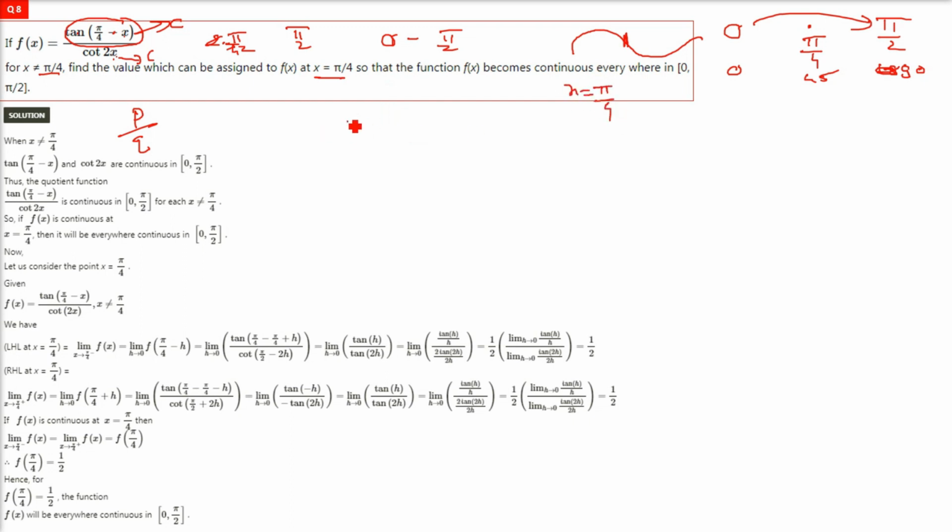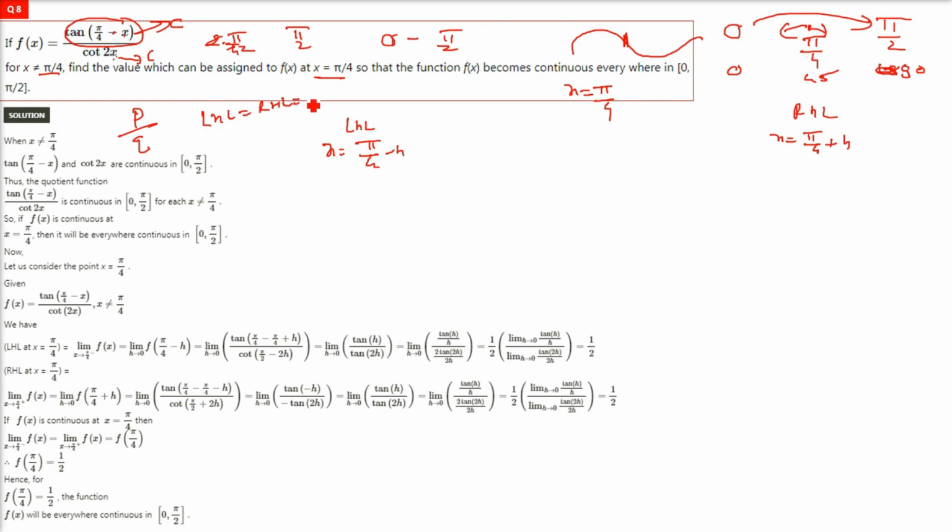So we have to check the function at x equals pi by 4. So we'll find out the left hand limit and the right hand limit. We take values just behind pi by 4 and in front of pi by 4. So it can be a very small value h. We can add and subtract. So for the left hand limit, x equals pi by 4 minus h, and x equals pi by 4 plus h for the right hand limit.